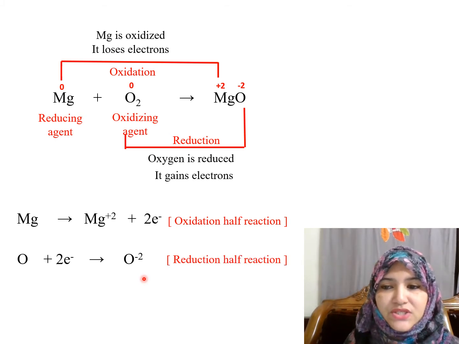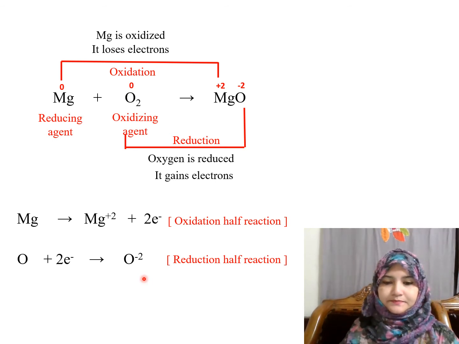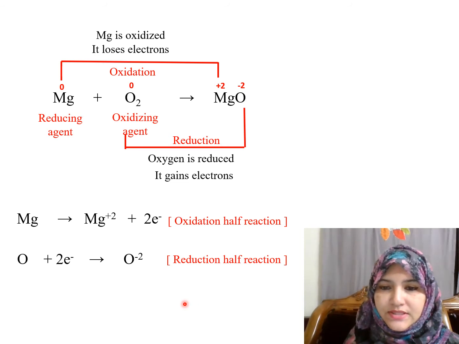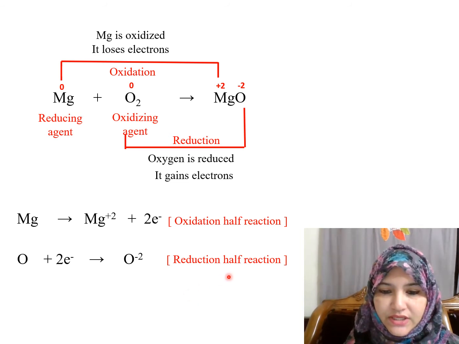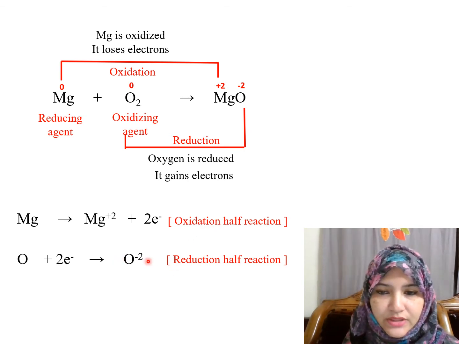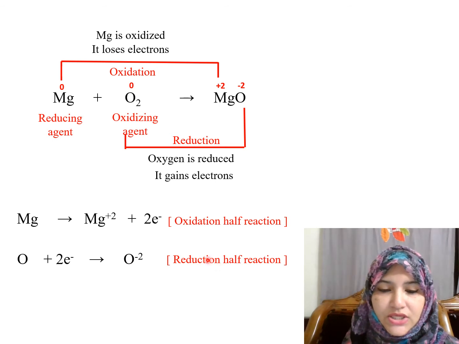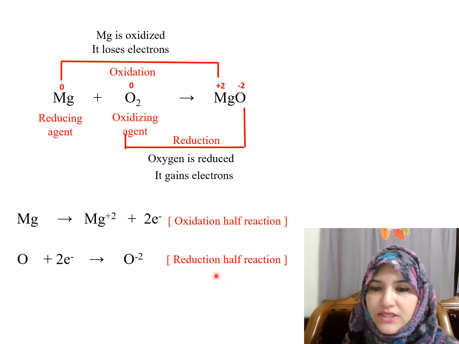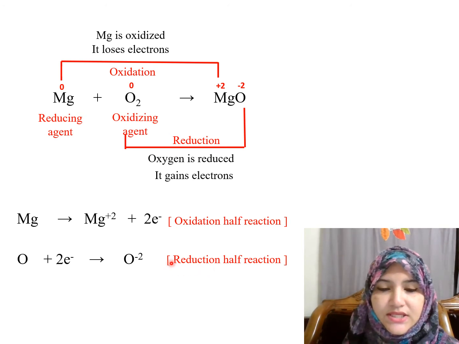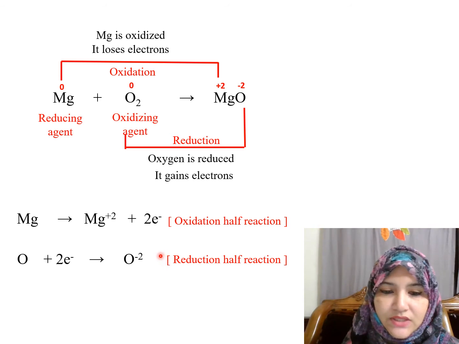Anytime a substance loses electrons, it is being oxidized. The second half reaction is the reduction part, and the first half reaction is the oxidation part. Whenever a substance gains electrons, and the oxidation number decreases, it's reduction.